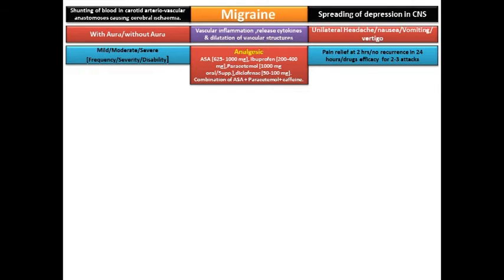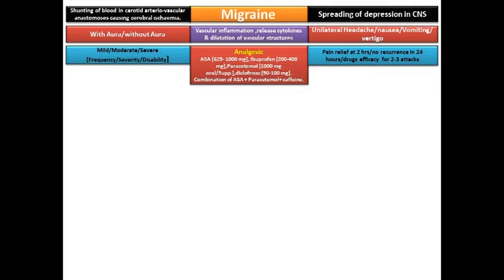Of course, diclofenac 50 to 100 milligrams can also be in your P group of agents. In fact, the best mode would be to combine ASA, that is acetyl salicylic acid or aspirin, with paracetamol, and you need to add caffeine because that helps in absorption.